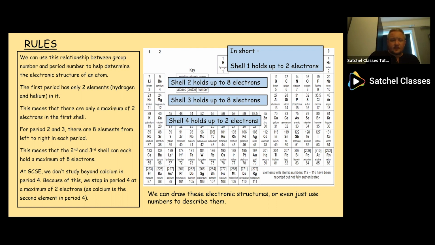Now we can draw these electronic structures or we can just use numbers to describe them, but these rules are important and we have to know them. Shell 1 holds 2, shells 2 and 3 hold 8, shell 4 holds 2. If you like, it's palindromic from top to bottom.